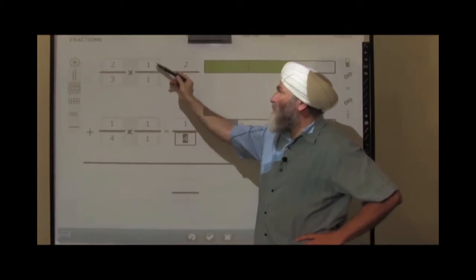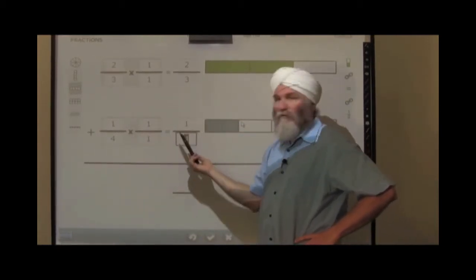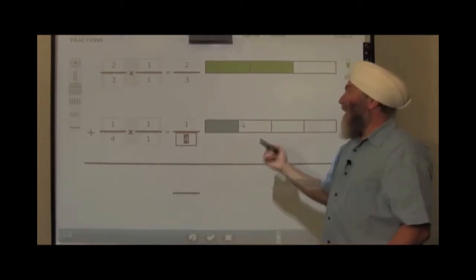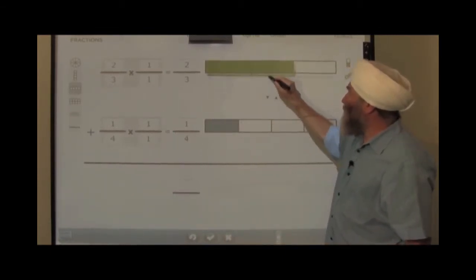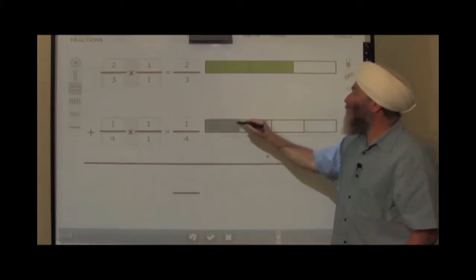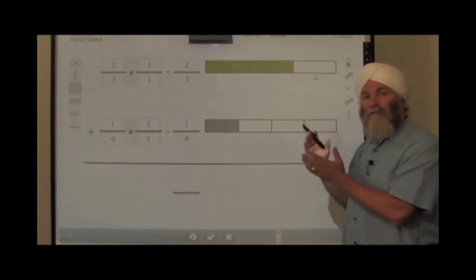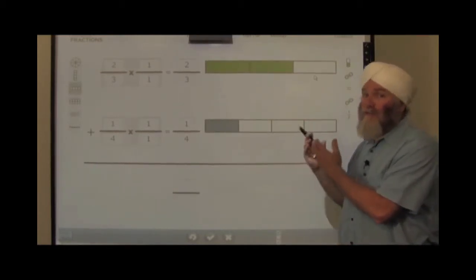We have 2/3 times 1/1, which gives us the same thing, 2/3, and 1/4 times 1/1, which gives us 1/4. And lo and behold, when we go to add 2/3 plus 1/4, we don't find commonality. The pieces don't fit because the number of equal parts are not related to one another, and they're certainly not equivalent.